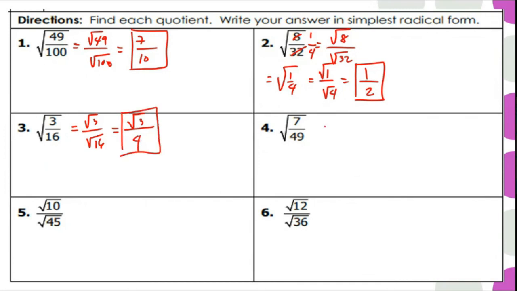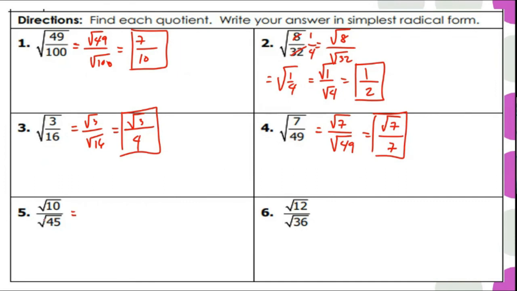With number 4, we can also get the lowest term of this, but for us to have an easier way of solving this, we can have square root of 7 over the square root of 49. The answer will be square root of 7 over square root of 49, which is 7. 7 square root of 7 over 7.